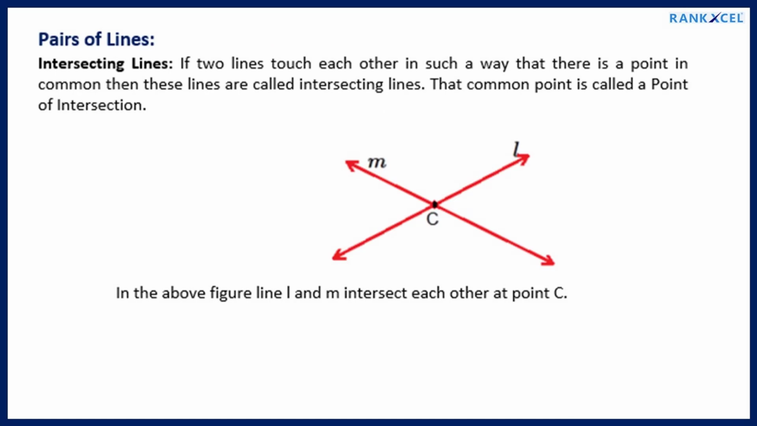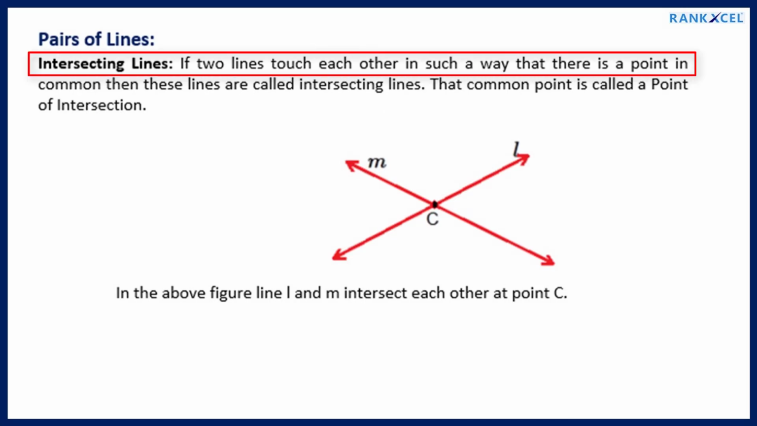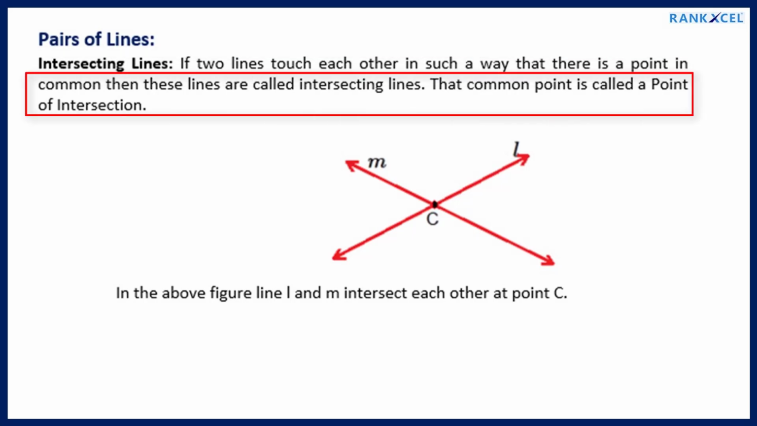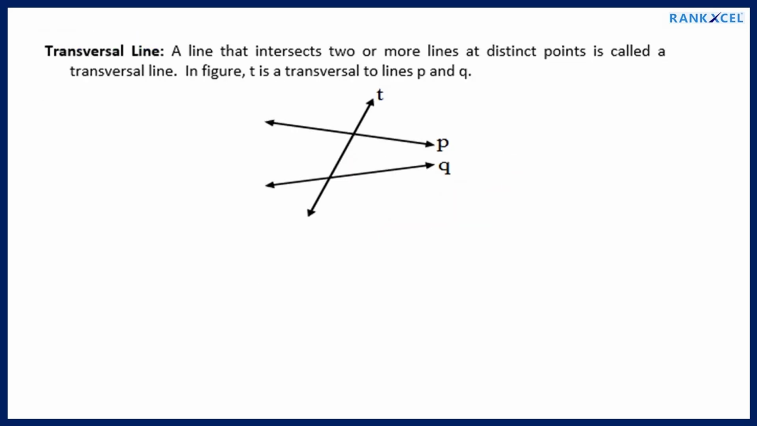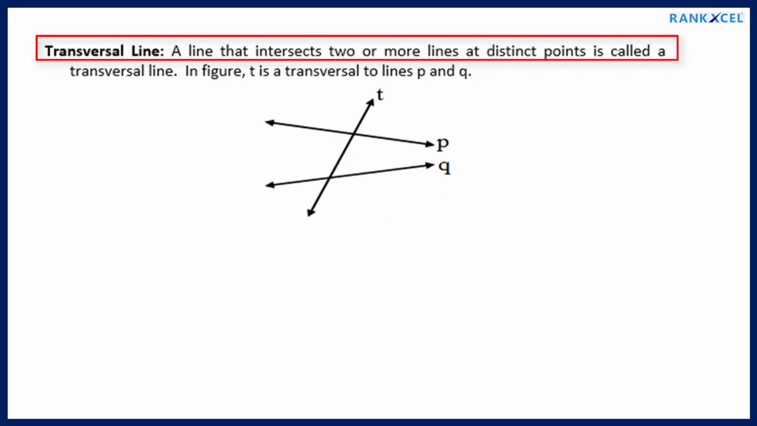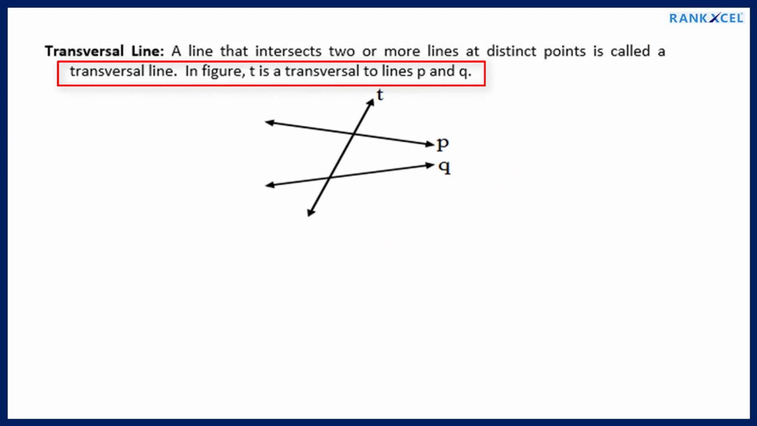Pairs of lines. Intersecting lines: if two lines touch each other in such a way that there is a point in common, then these lines are called intersecting lines. That common point is called the point of intersection. In the above figure, lines L and M intersect each other at point C. Transversal line: a line that intersects two or more lines at distinct points is called a transversal line. In the figure, T is a transversal to lines P and Q.